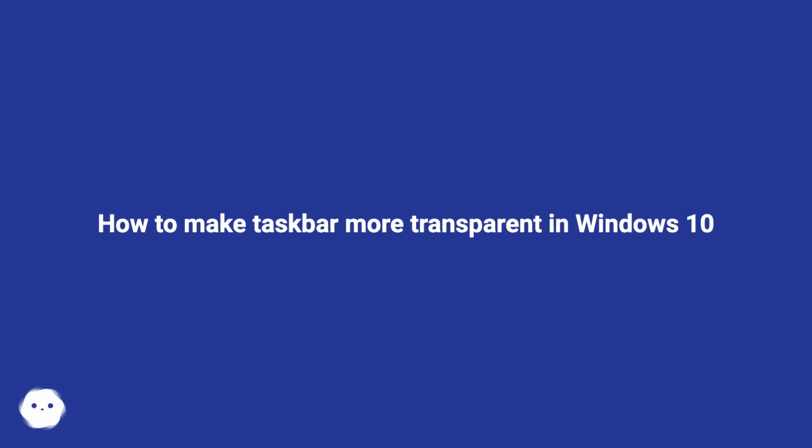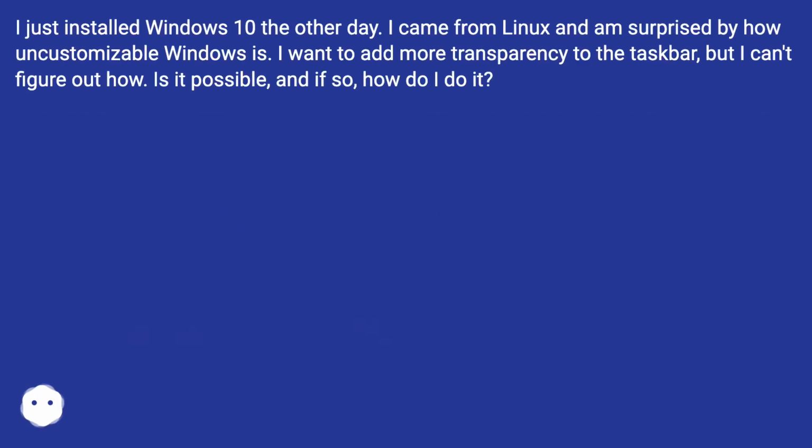How to make taskbar more transparent in Windows 10. I just installed Windows 10 the other day. I came from Linux and I'm surprised by how uncustomizable Windows is. I want to add more transparency to the taskbar, but I can't figure out how. Is it possible, and if so, how do I do it?